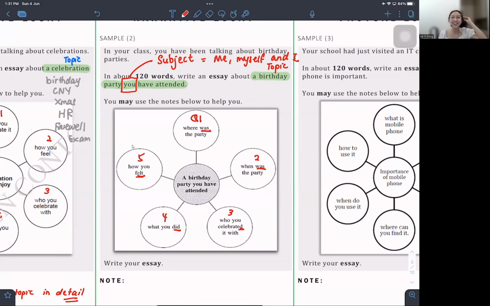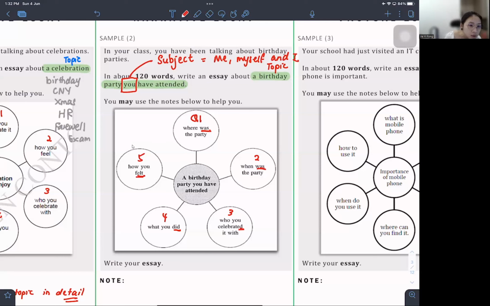Okay, everybody. Now, I do want to remind you, because there was one similar question that came out last year in one of my students' exam. The question actually asked a birthday party you have organized. So be very careful. Are you the organizer or are you the attendee?